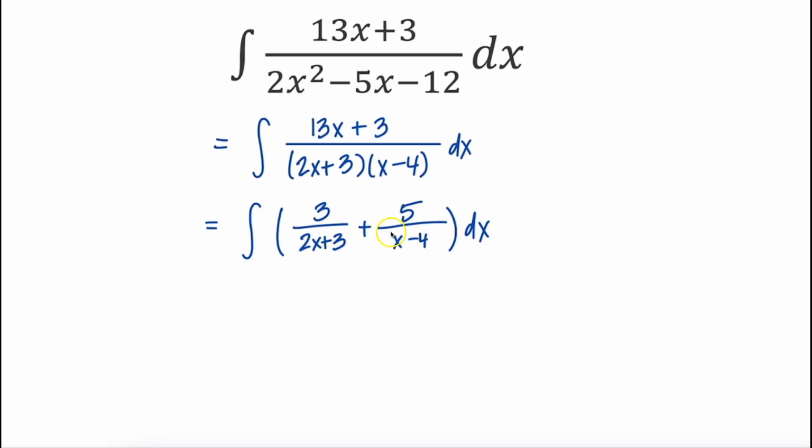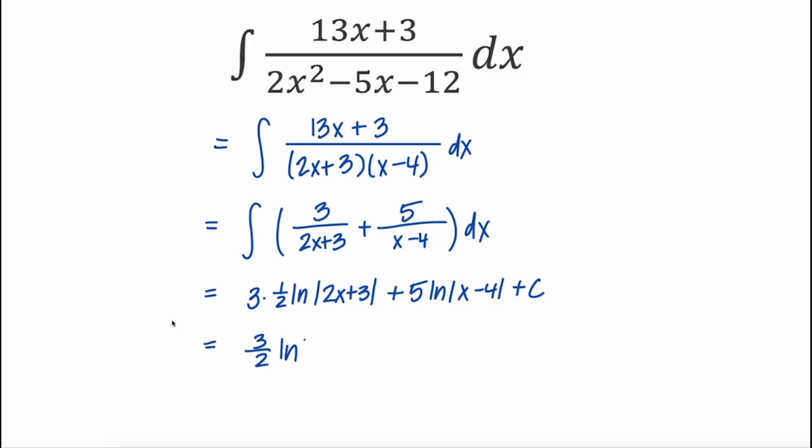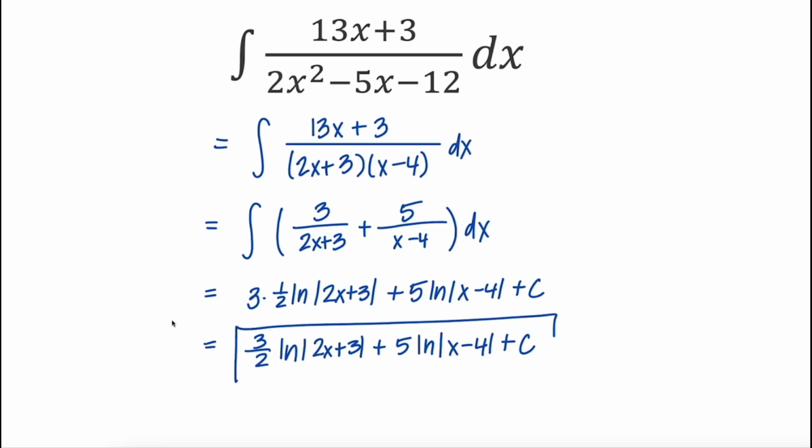And now we can integrate each one of these separately, and these have nice general antiderivatives. So this part, 2x plus 3, has a slope of 2, so we're going to need a 1/2 in front of this integral. So we're going to have the 3 times 1/2 the natural log of the absolute value of 2x plus 3, and then here plus 5 times the natural log of the absolute value of x minus 4. So we have 3/2 natural log absolute value of 2x plus 3 plus 5 natural log absolute value of x minus 4 plus c.